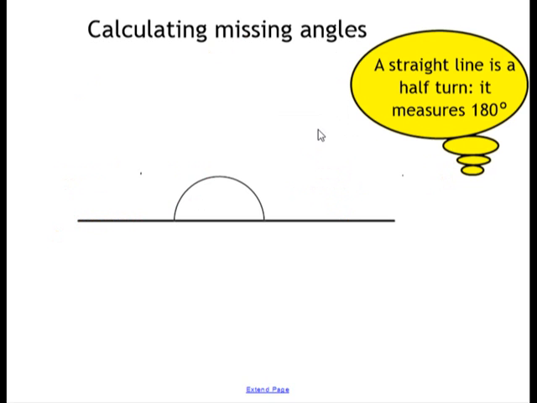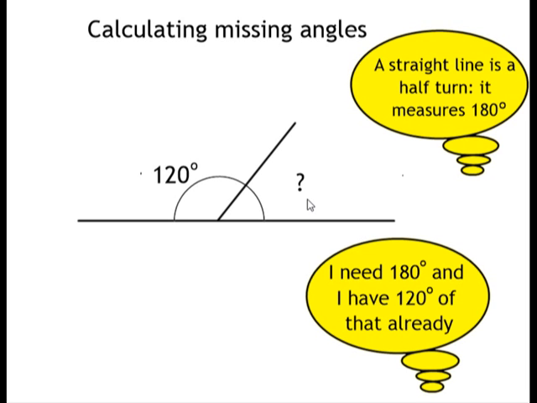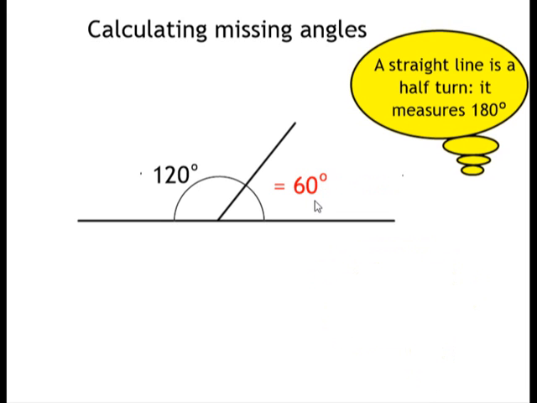Okay, let's try calculating some missing angles with that knowledge. Here we have a straight line, and that's a half turn, and we know it measures 180 degrees. So if I cut my 180 degrees into 2 pieces, one of which is labelled over here as 120 degrees, and one which I need to calculate. Okay, so it's calculate the missing angle. You're not supposed to measure it with a protractor because these drawings aren't done to scale. You're supposed to use some sums to work it out. So let's use the knowledge that a whole straight line is 180 degrees and we've got 120 of those already. Therefore our missing angle must be the 180 degrees we need, subtract the 120 we already have. So our missing angle is 60 degrees.